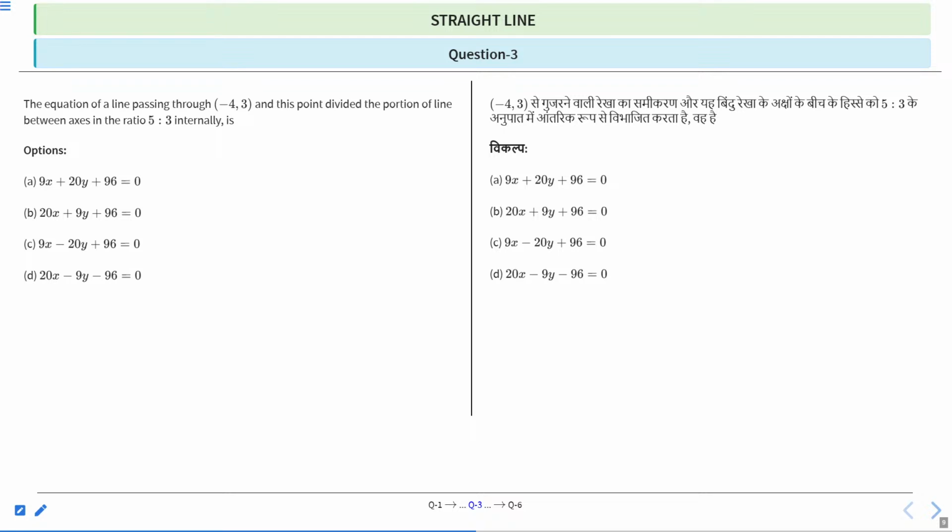The point (-4, 3) divides the portion of the line between the axes in the ratio 5:3 internally, right? So we will try to apply the section formula since the ratio is given. By using the section formula and the fact that the line is passing through (-4, 3), we can easily reach the answer, right? In this way you can approach this question. You have 10 seconds to solve or think about this question. After 10 seconds, we will discuss the solution part, right?